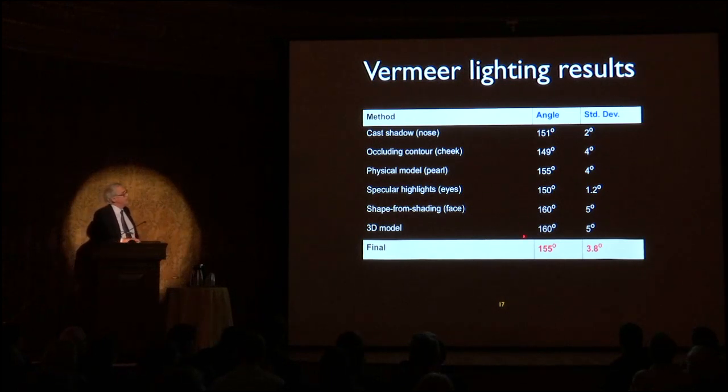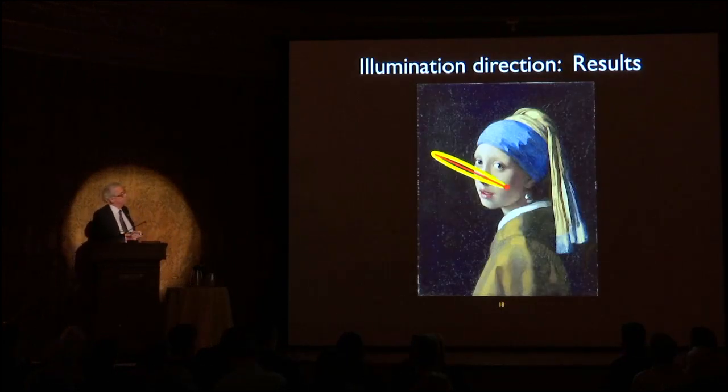Here are the angles, and the average turns out to be about 155 degrees. That's actually not very important. What is important is the very small standard deviation, the incredible agreement among these six different techniques that are very, very different, like the Pearl and the occluding contour algorithm. One way of looking at that is, the red line is at that 155 degrees. That's the direction to the illumination.